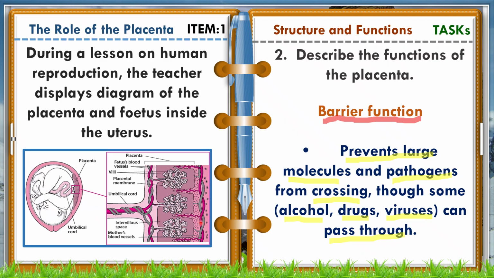The viruses are also very small. They can pass through the mother's blood and diffuse through the barrier, which is the placenta, and enter the chorionic villi and find there the blood vessels of the fetus. They will enter the blood vessels, be carried to the fetus via the umbilical cord, and enter the baby, and the baby will be affected. So one of the functions of the placenta is that it acts as the barrier, preventing large molecules and pathogens from crossing.